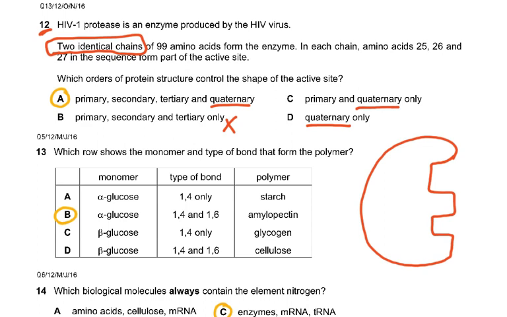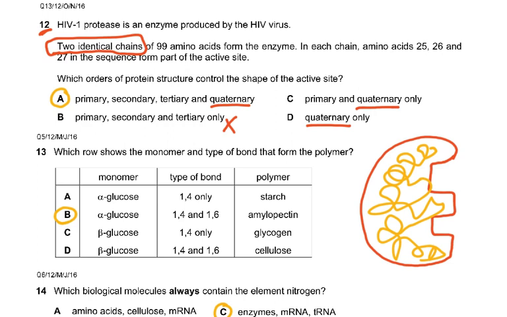In each chain, amino acid is 25. So this enzyme is made up of two polypeptide chains, right? So there are two polypeptide chains. And then it says amino acid 25, and amino acid 26 and 27 form part of the active site. Which orders of protein structure control the shape of the active site? Well, because if there were two, then there has to be a primary, secondary, tertiary, and a quaternary structure. So that is why this was the answer.